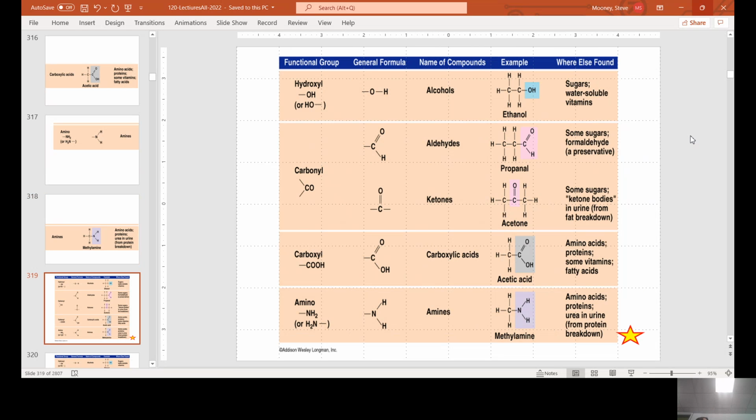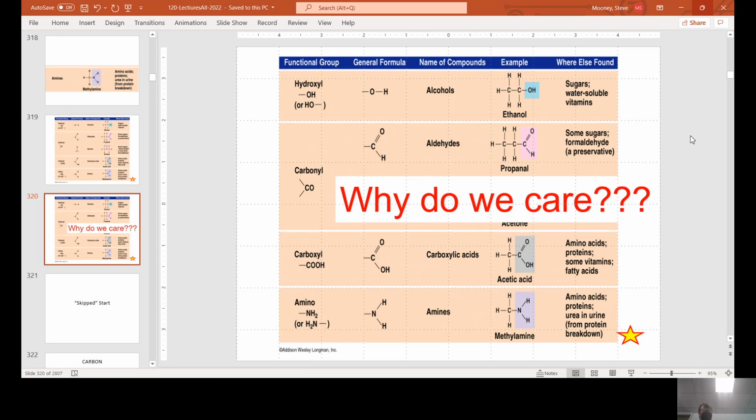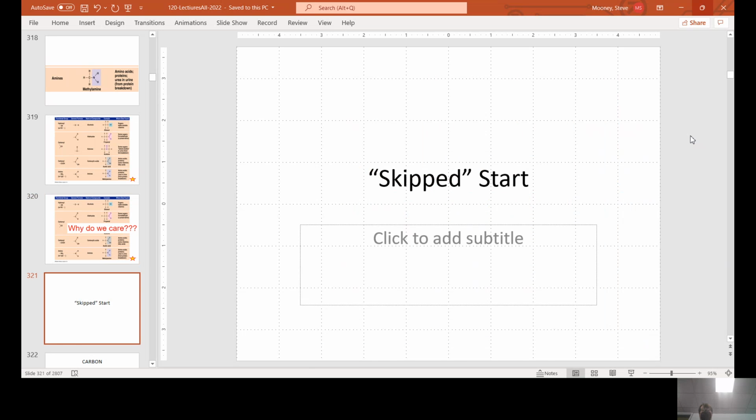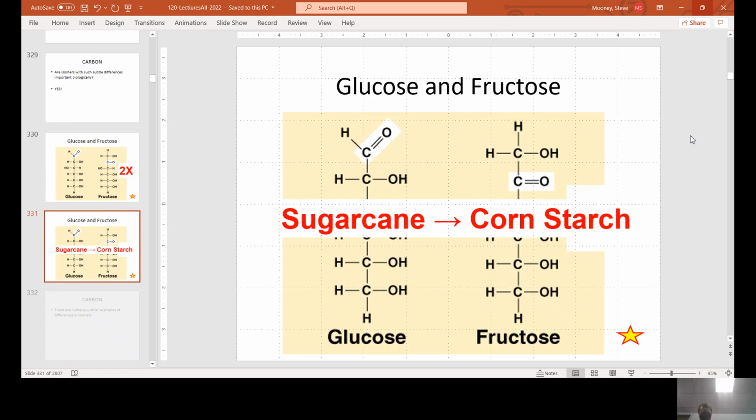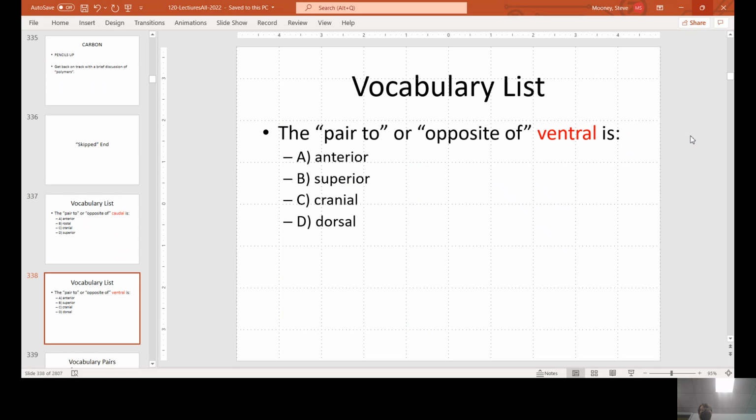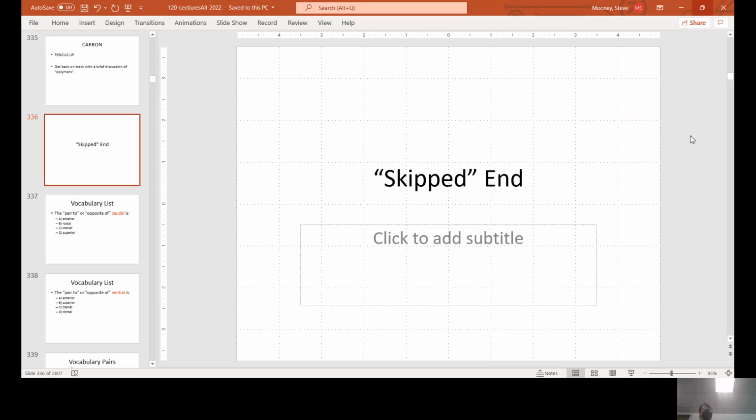So in all these cases, the colored areas here are polar functional groups that are attached to a hydrocarbon. These functional groups give that compound its character. And next time we'll show you what those things do. Any questions on that? So I'm out of time for today. We will talk about what functional groups do in the next lecture.